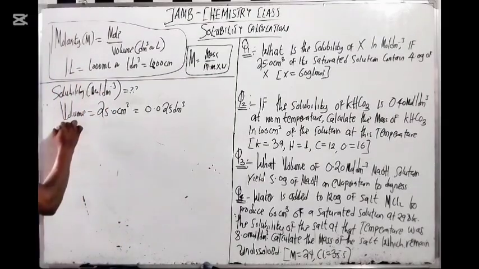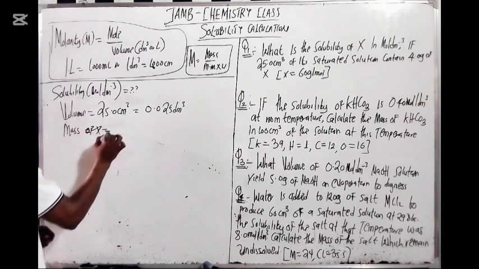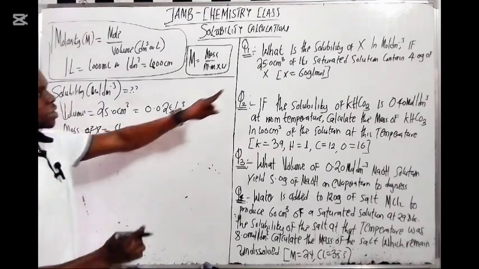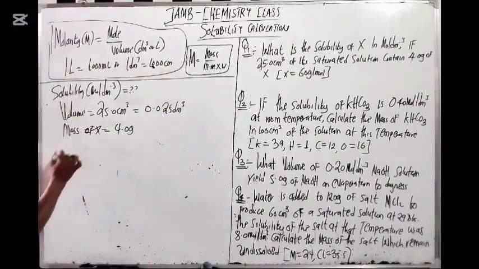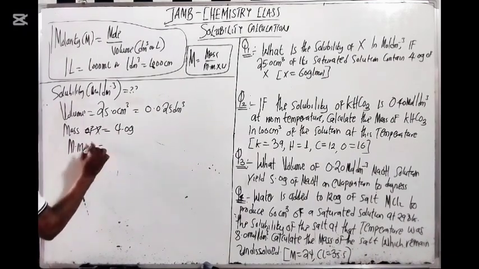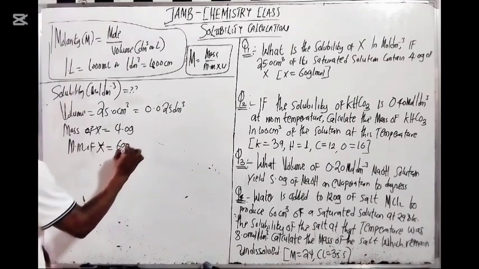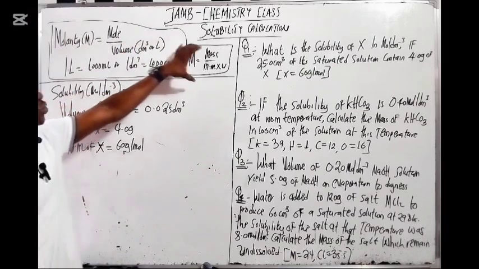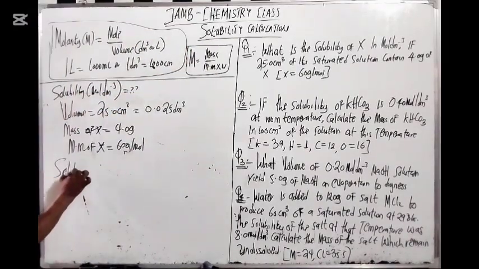Now, what did they say? They gave us the mass of X to be 4.0 gram, right? Now, here is the molar mass. So here you can say the molar mass of X is equal to 60 gram per mole, right? So you have to use this formula. So for solubility now, use your molarity.